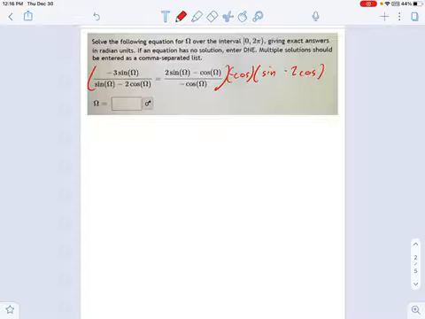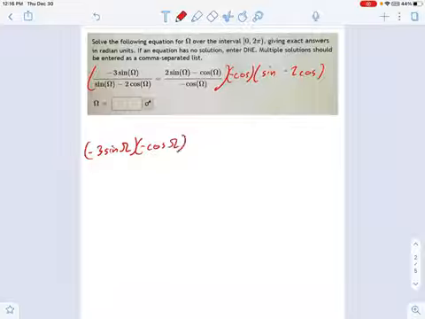So let's go through this, and we'll work on one side at a time. I'm going to start with the left side first, this side right here. So that's going to be negative 3 sine omega times negative cosine omega, and the denominators cancel out. Great. So now we're moving on to the right side. The right side is going to be equal to 2 sine omega minus cosine omega.